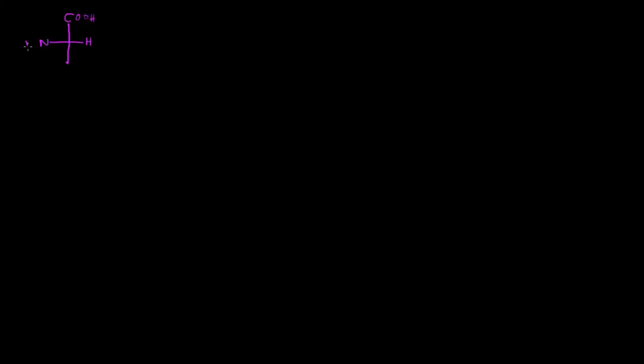This will be the amino group, right? And right here is going to be the side chain. For aspartate, its side chain looks like this. It has a CH2 group and then a carboxylic acid group. So this is specifically a Fischer projection of L-aspartate.